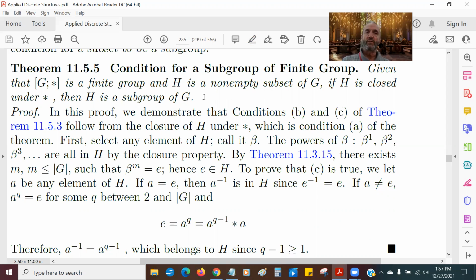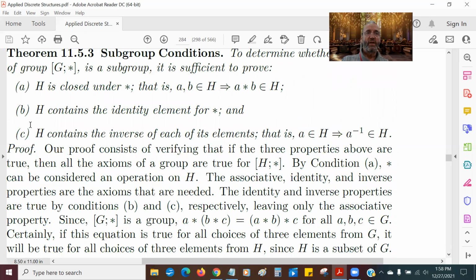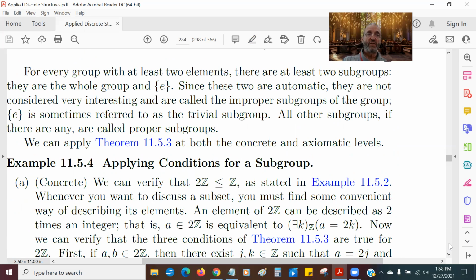Anyway, the proof. We want to show that conditions B and C of theorem 11.5.3 follow from the closure. Now, what are conditions B and C? That it's closed, that it has an identity, and that it has inverses. Closed, identity, and inverses.